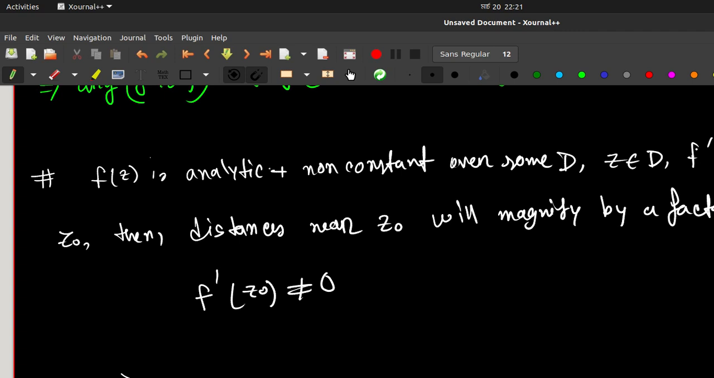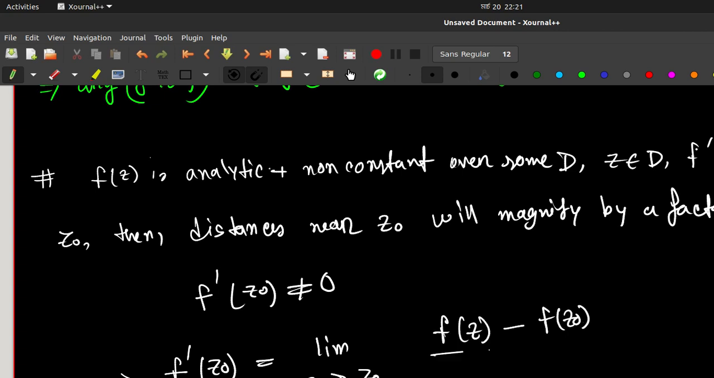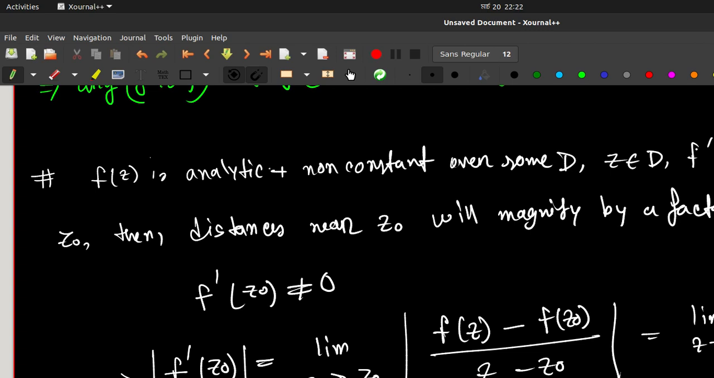Then how do we write the derivative at that particular point? We write this derivative as the limit as z goes to z0 of f of z minus f of z0 over z minus z0, right? And now we want to see the modulus of it. So if you take the modulus on both sides and use the property of the modulus, you will see that this breaks down into the modulus of f of z minus f of z0 over the modulus of z minus z0, right? So what do you have finally?